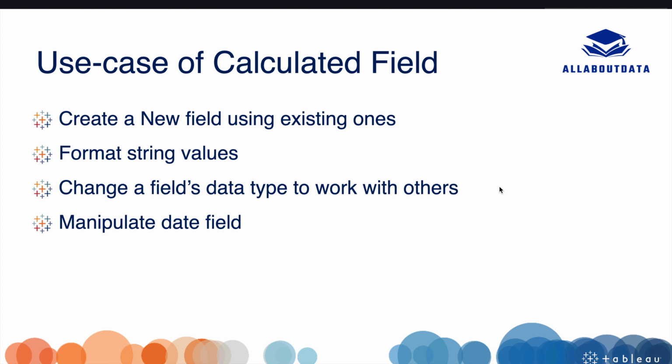Let's take an example. Suppose you have customer name and customer ID and you want to make a combined field of it, but customer ID has int data type or number data type and customer name has string data type, so you can't combine them with different data types. So what you can do is change the data type of customer ID from number to string, or customer name from string to number, so that you can combine both fields.